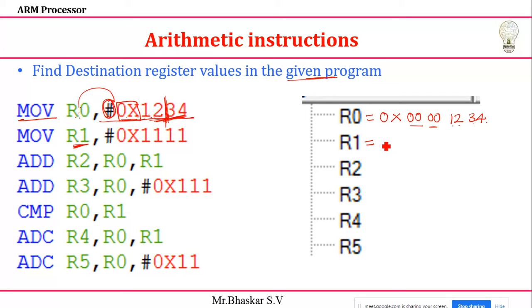What is the value you'll get? 1 1 1 0 0 x 0 0 0 0 1 1 1 1. Okay, this is 2 over. Next, what I'm doing, I need to add R0 with the R1. It's a hexadecimal addition. I need to add R0 with the R1, and the result I need to store in R2.